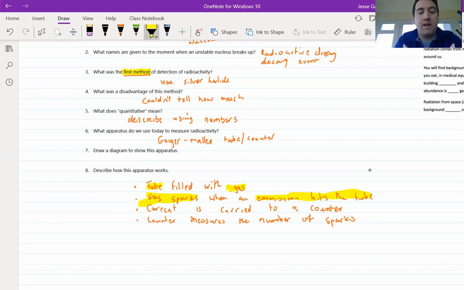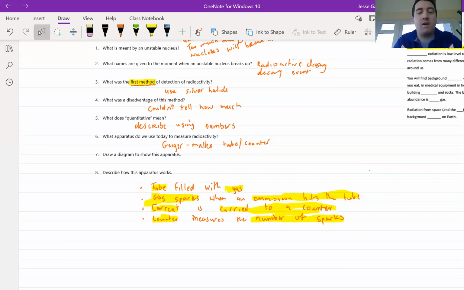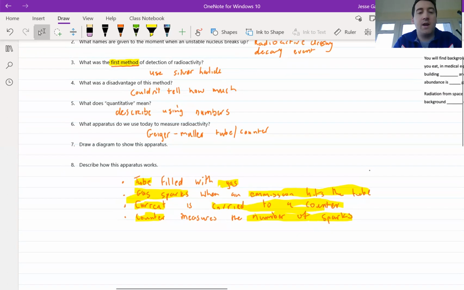You should definitely say that a current is generated by the spark and it's carried to a counter. And then something about how the counter counts the number of sparks or counts the number of emissions, something like that. Okay, so if you have these key parts in your answer, then well done. If not, then you can pause and add the detail now.